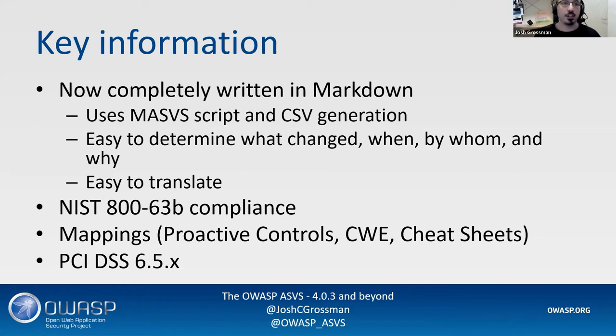The ASVS is designed to help comply with PCI DSS 6.5.x. We need to check where we are with the most recent version of PCI, but in general, it should help you comply with that section as well. The idea being, we want this to be the application security standard. So what does it look like?